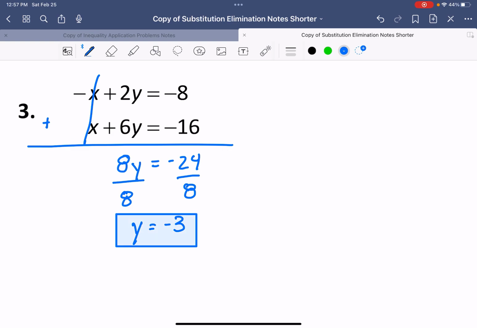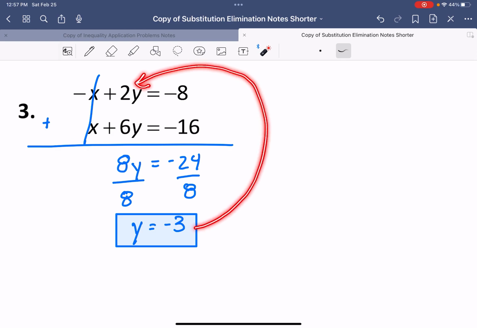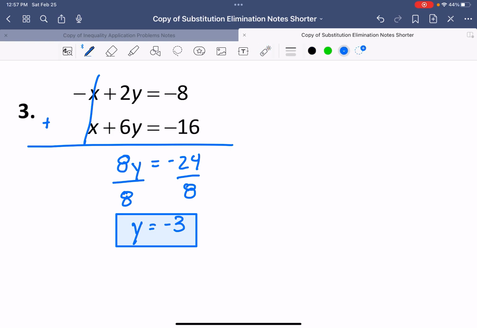Okay, so now all we need to do is plug in our y into either equation, because remember, it doesn't matter which one, they both share the same point. So their y and their x are going to be the same. So let's plug it into the top equation, and I have negative x plus 2. Watch what I do here. I'm going to plug our y in right there, and that is equal to negative 8.